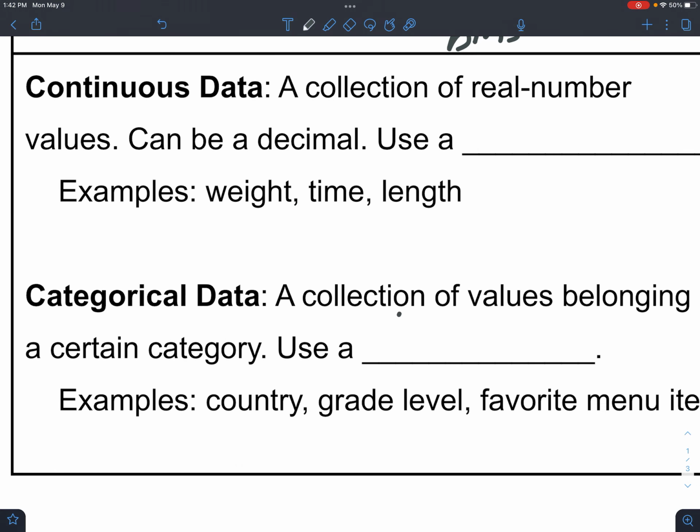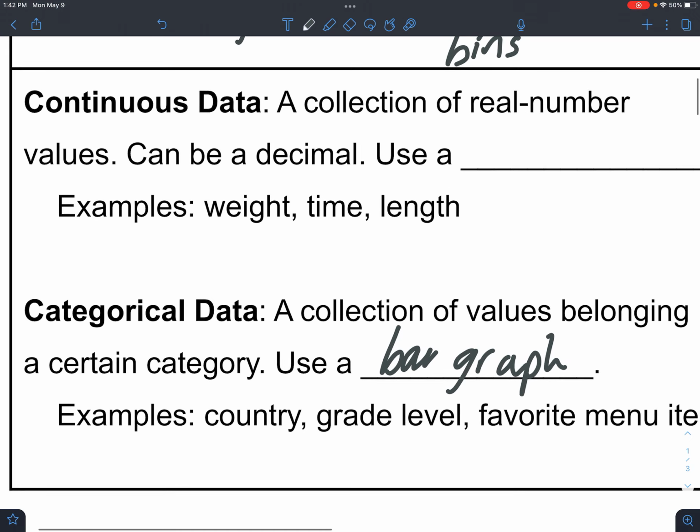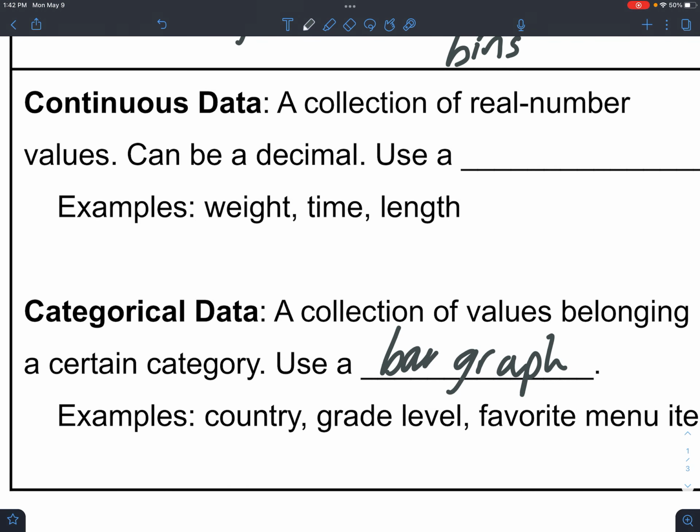So categorical data is something like your favorite snack, or your grade level, or the country you live in. That's a bar graph, that's categorical. Every bar is its own category. Continuous data is a range, including decimals most times, of numbers.